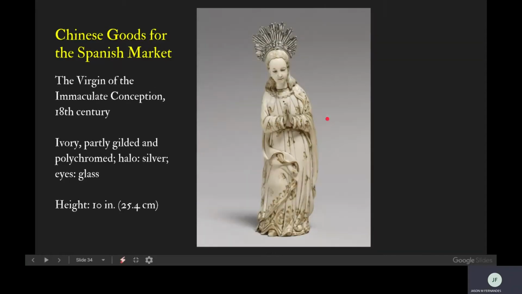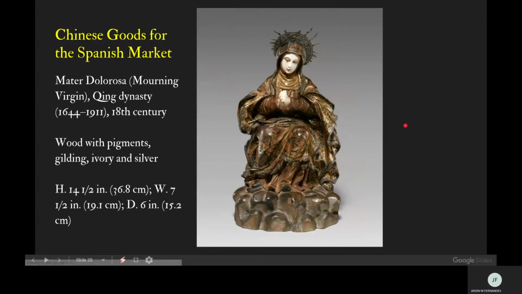So a couple of things we can look at here, right? These are made in China specifically for this Spanish market, right? These Christian icons. Right? So again, that's that continuity, right? China still maintains its dominance in production, right? Europeans are just moving it around to different places in the world. Right?